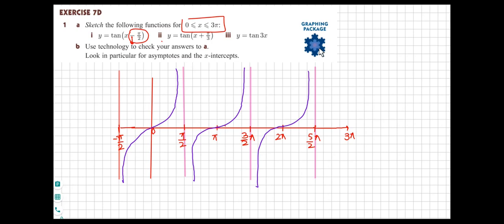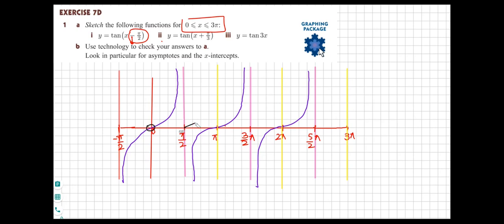So how to draw these new curves? With the pi by 2 shifting, this thing will be shifted to this, and similarly this will be shifted to here, right? So what we are left with: this time the asymptotes will be shifted to pi and then 2 pi and then 3 pi. Got it? Okay, now you can complete it.